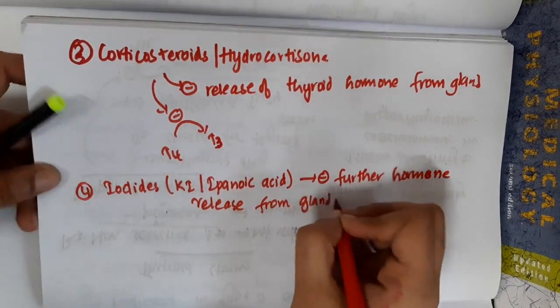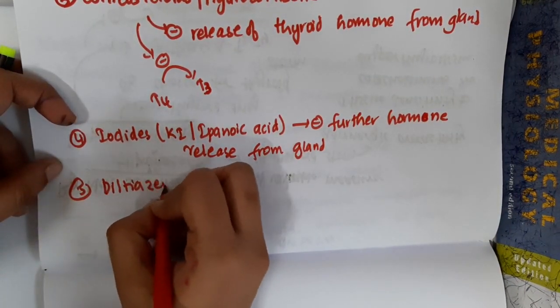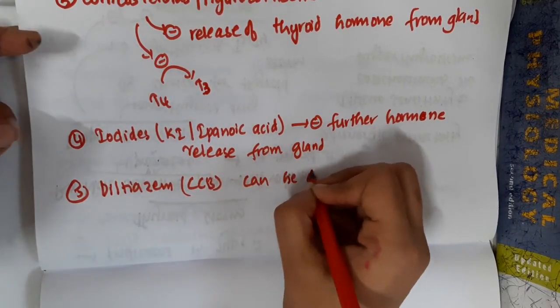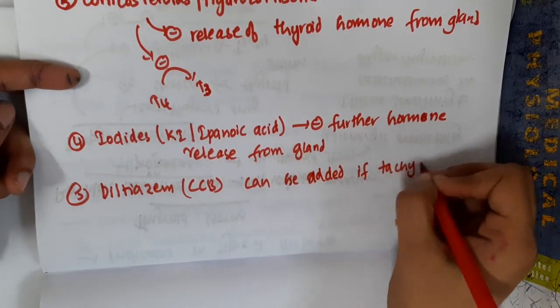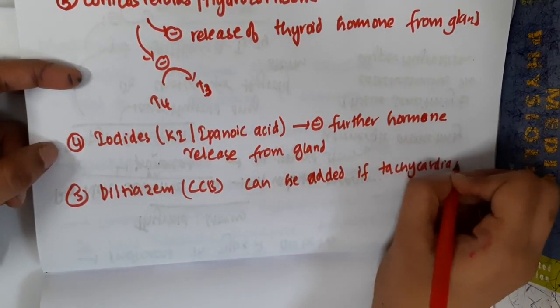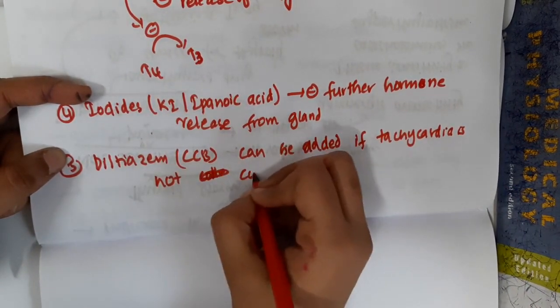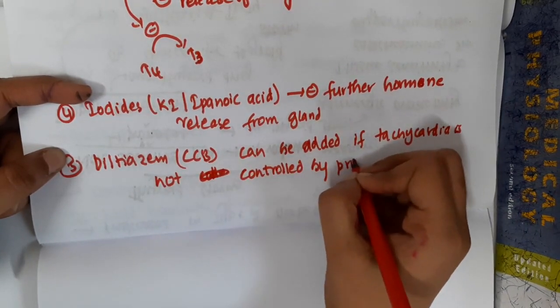Then the next is diltiazem. Diltiazem is a calcium channel blocker. This can be added if tachycardia is not controlled by propranolol.